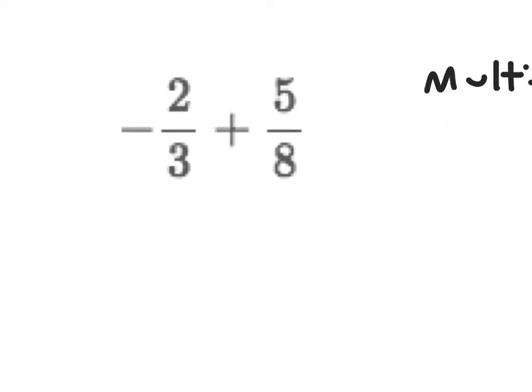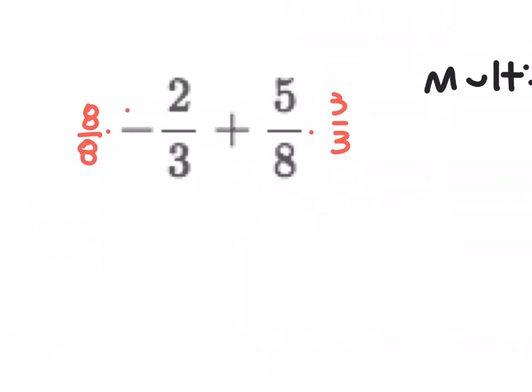So what I want to do here is multiply this by 3 over 3. So 8 times 3 gives me 24. And then I'm going to multiply this by 8 over 8.